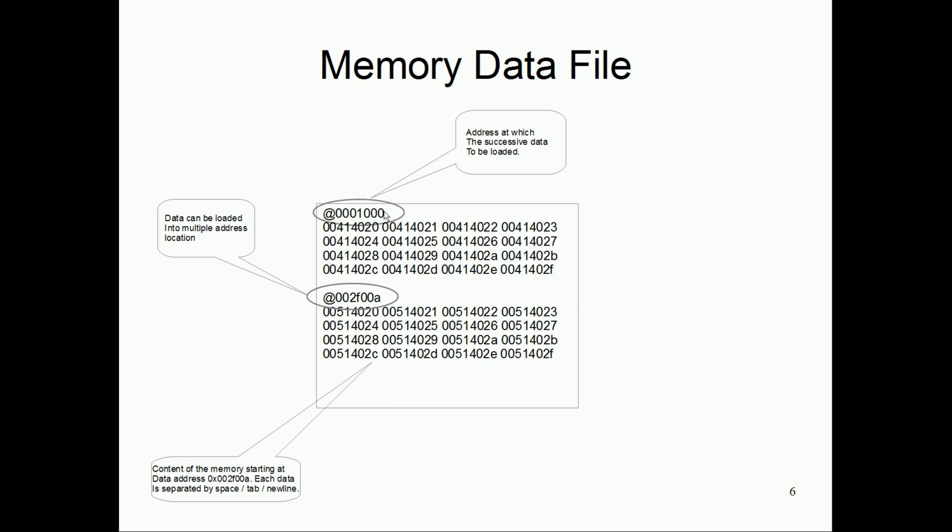The @ followed by something means start loading data from this address. Then what is to be loaded there? These are all hex values, which will be loaded at this address, then the next one at the next address, and so on and so forth. You can also add more sections, like this section of the memory starting from this address, load this content. These are all 32-bit hex numbers. They will all be loaded into the memory during reset time.